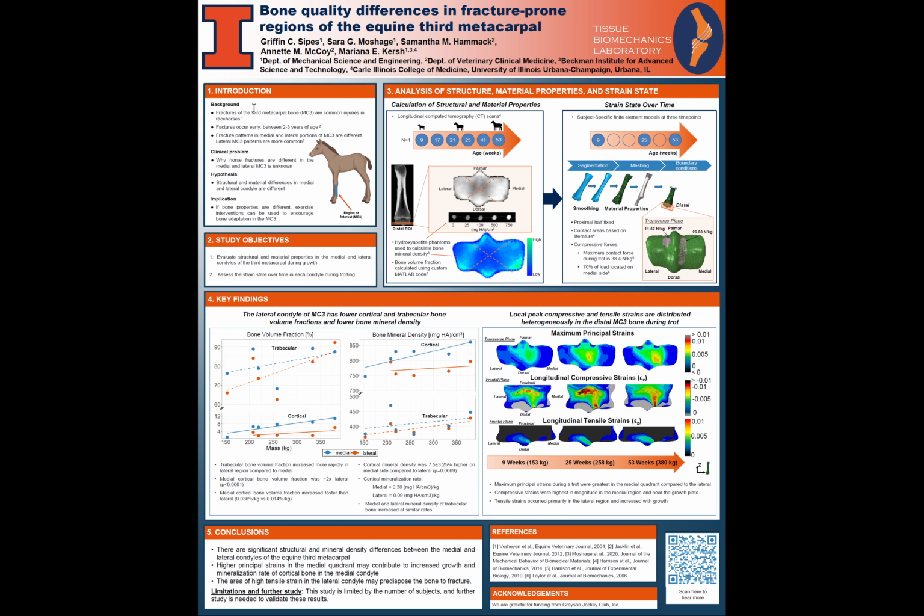The fracture patterns in the medial and lateral portions of the MC3 are different, and the lateral MC3 patterns are more common. The clinical problem we are looking at is that the reason why horse fractures are different in the medial and lateral condyles of MC3 is unknown. Our hypothesis is that the structural and material differences in the medial and lateral condyle are different, and this implies that if bone properties are different, exercise interventions can be used to encourage bone adaptation in the MC3.